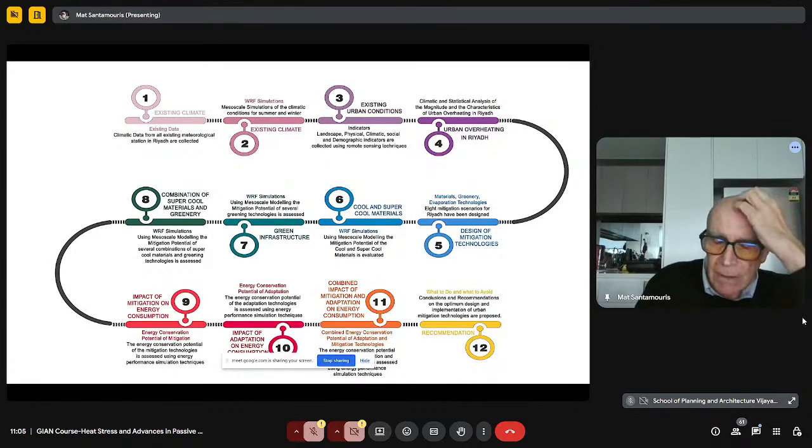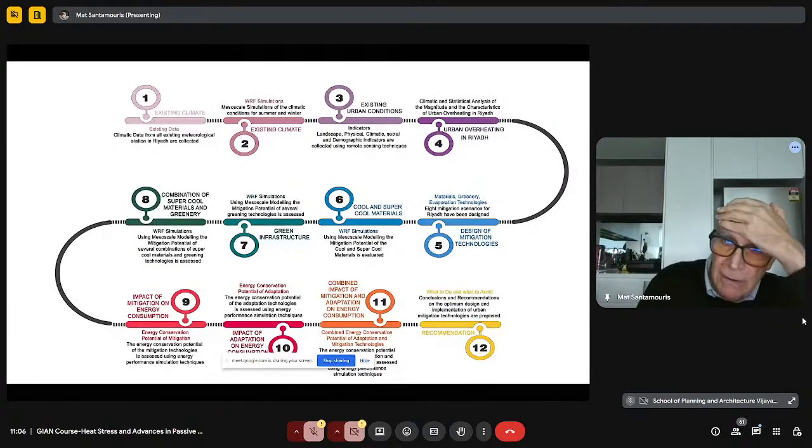Then we have collected very important information regarding the specific indicators that define the life in the city. These indicators have to do with the landscape, the physical characteristics, the climatic characteristics, the social and demographic indicators, and everything that defines the links between climate, overheating, and the life of the city.